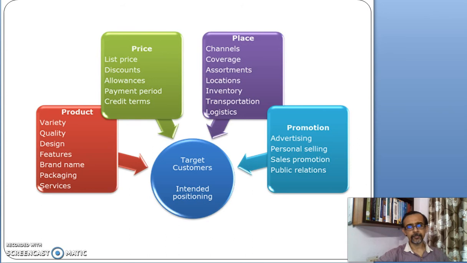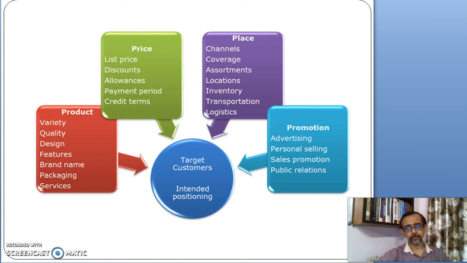And ultimately, from the promotion point of view, the company takes up advertising to make the people aware about the particular product. They even take up personal selling and sales promotion schemes like discounts and some contests. All these are held where offers are given to make the customers purchase the particular product. So these are all types of sales promotion.